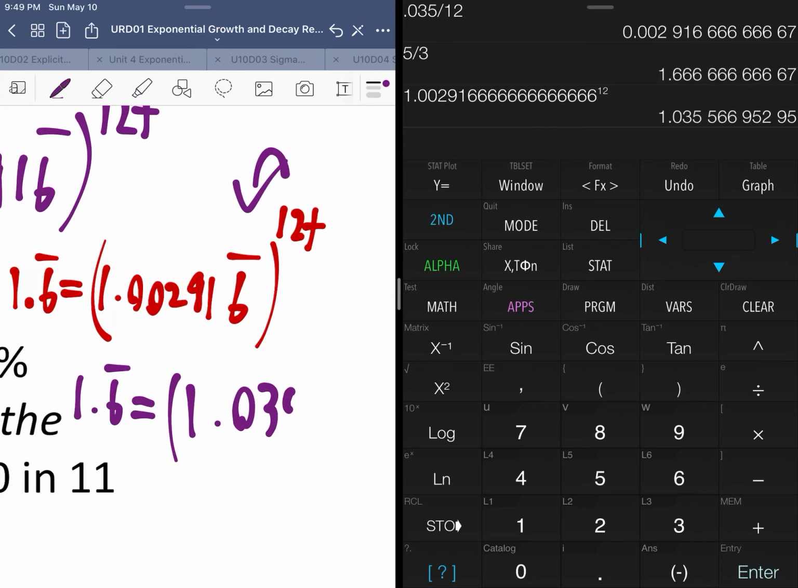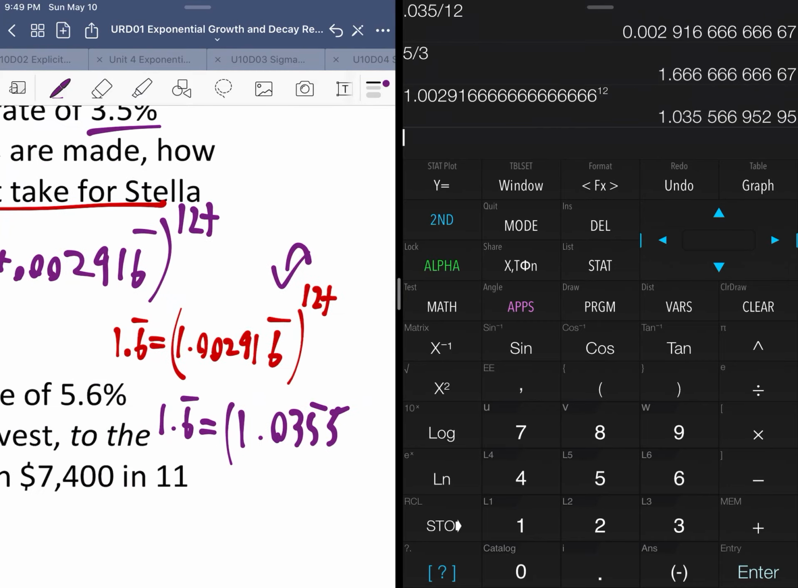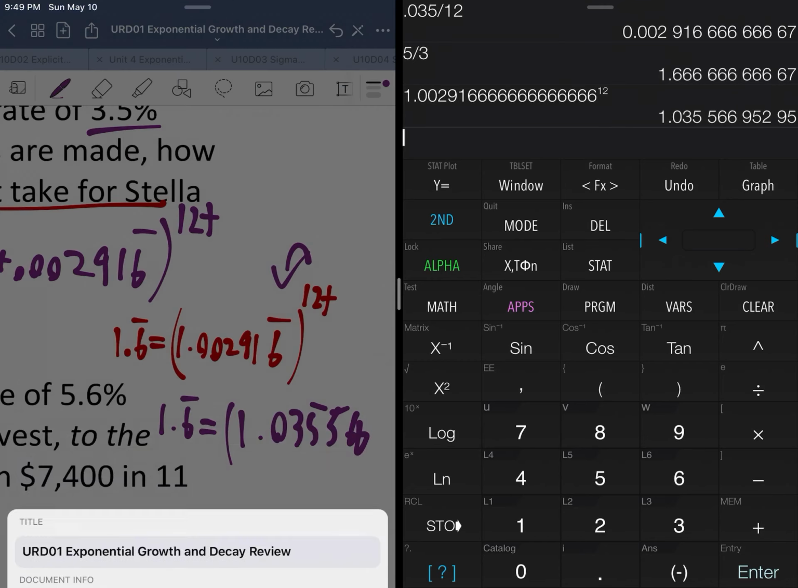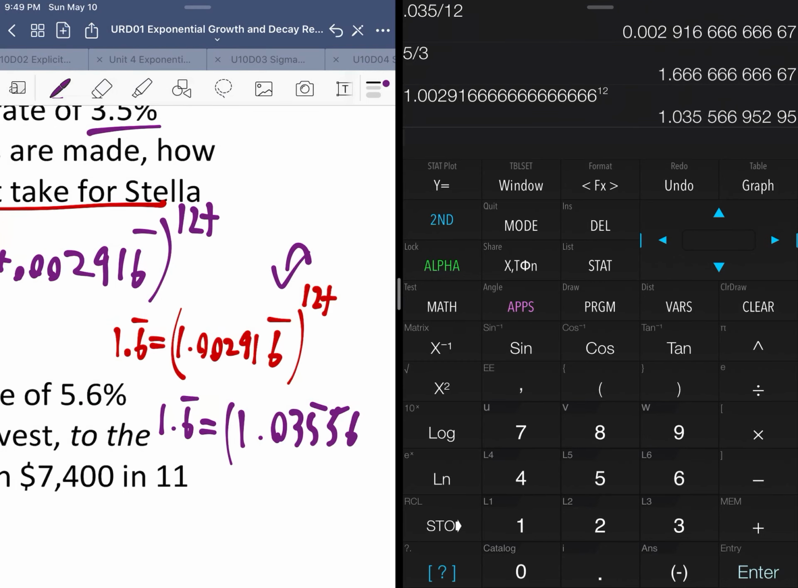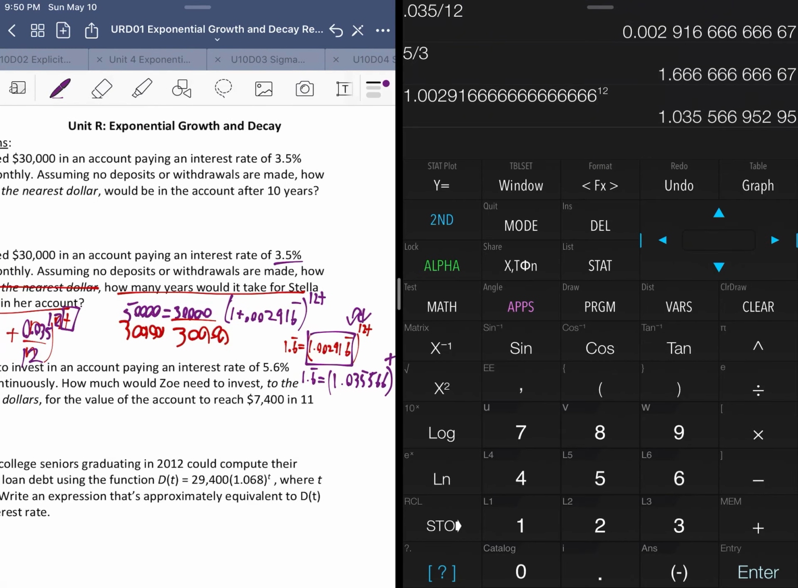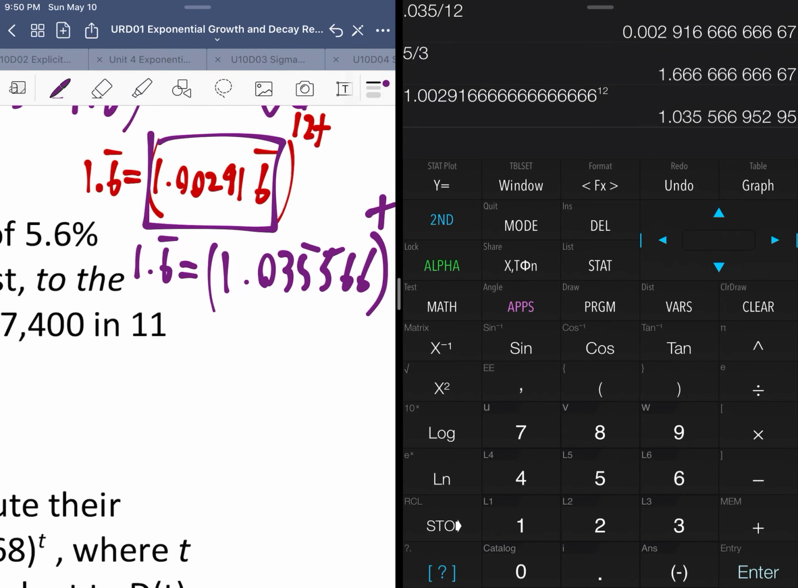And that gives us 1.035566. I'm running out of room, so I'm going to stop here. But as long as you're including enough decimals, your answer should get pretty accurate. All of this to the t power. Okay, so again, I just raised what was inside this parenthesis to the 12th power. So now we're just doing the same thing we did on the other side's problem.